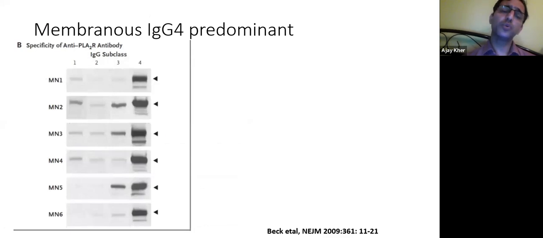And then what they do is they look at the IgG subtype. So we do know that in membranous, the IgG4 subtype predominates. And so what they're trying to show you is that in these membranous patients, when they take the PLA2R and show it, it is an IgG4 subtype, which is the predominant subtype in this anti-PLA2R antibody as well.